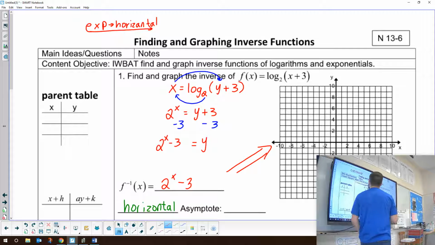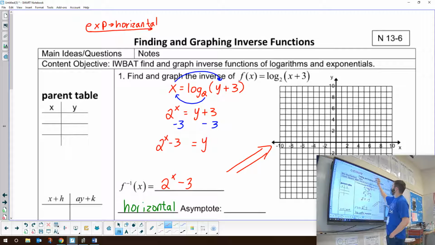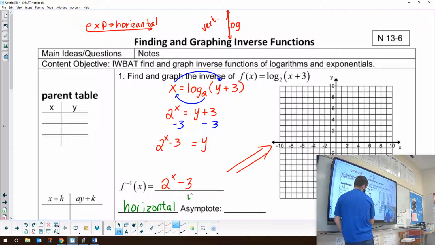All right? Now, for a logarithm equation, think about that L, how it's straight up and down. That L on my logarithm is straight up and down, and that creates a vertical asymptote. So if it's a logarithm, we have a vertical asymptote. If we have an exponential, we have a horizontal asymptote. A horizontal asymptote also corresponds with my k value. So my horizontal asymptote is y equals whatever my k value is. So we're going to go y equals negative 3.